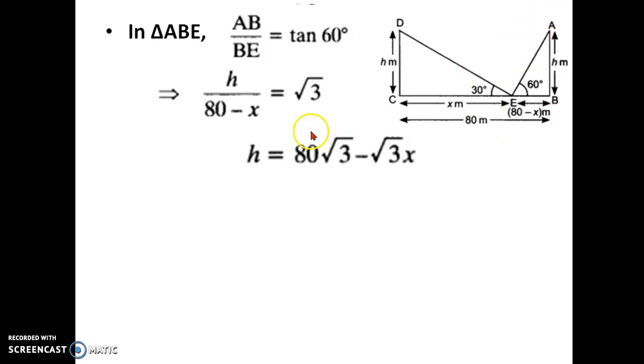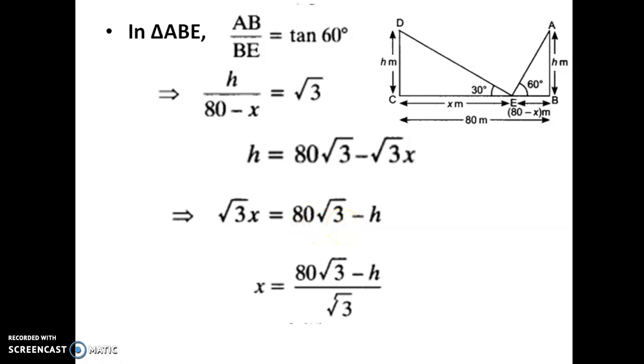So now take this 80 minus X to the other side, so it will be 80 root 3 minus root 3 X. So H we got. Both the H you equate. So one is root 3 X equal to 80 root 3 minus H. If you simplify, you will get X is equal to 80 root 3 minus H divided by root 3.